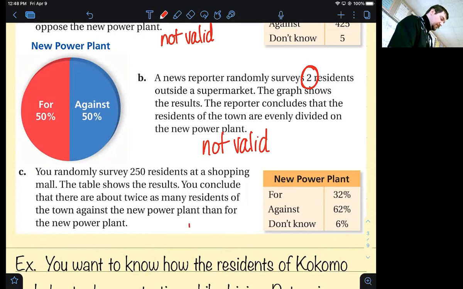These are valid results. Okay, I don't know how big this town is, but let's just say it's the size of Kokomo, for example. We only have 1 mall. Not everybody goes there, but a lot of people do. I'm not really leaving a ton of people out if I say, hey, I'm going to go to the mall and ask every 8th person that walks in.